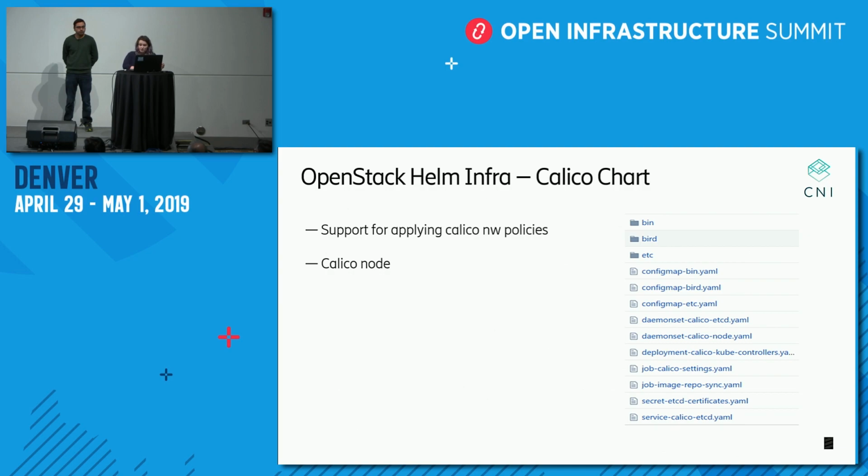And then the BIRD BGP daemon, which is optional. It distributes routing information written by Felix to other BIRD agents on the cluster node. The BIRD agent is installed with the Calico daemon set pod. This ensures that traffic is routed across all nodes. Calico by default creates a full mesh topology, so every BIRD agent needs to be connected to every other BIRD agent.